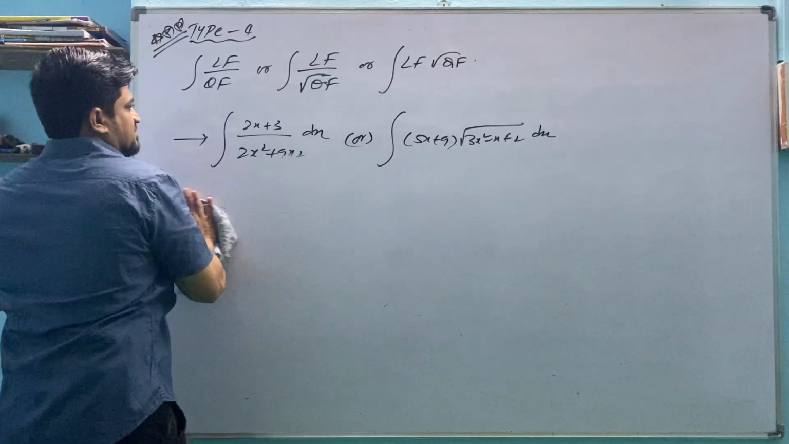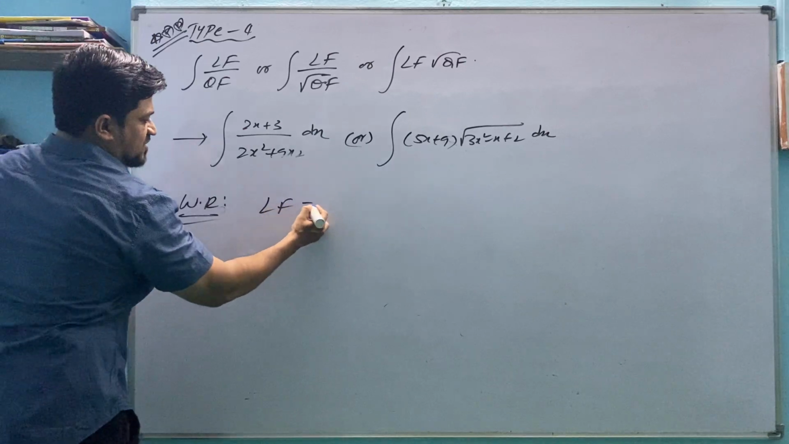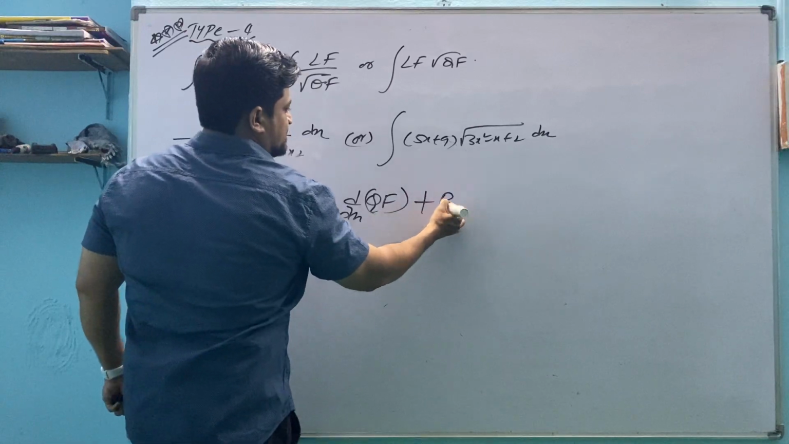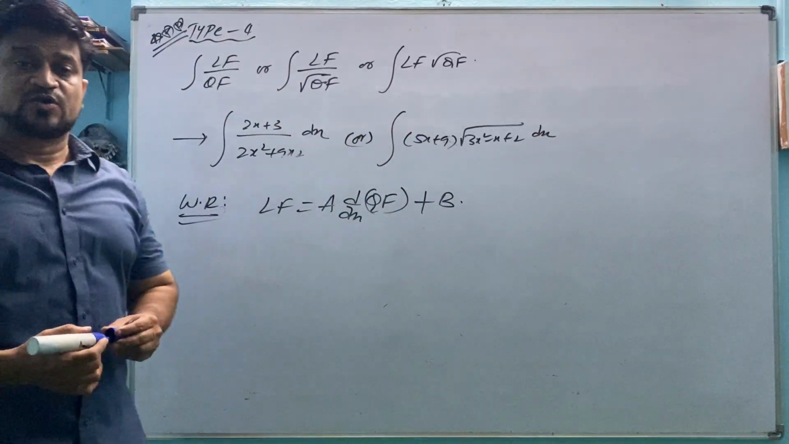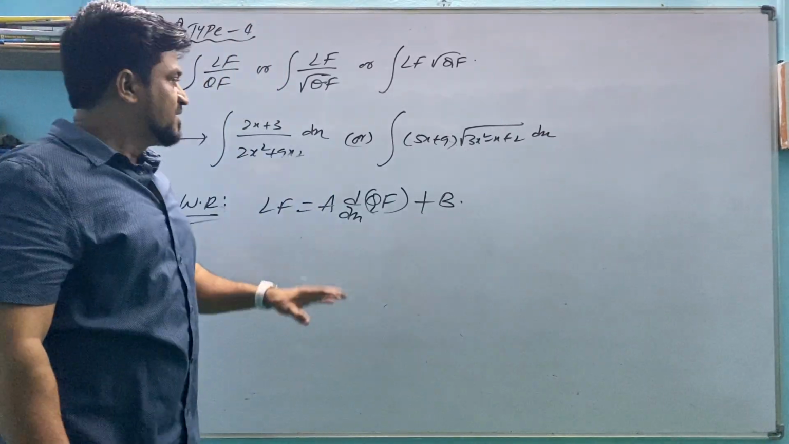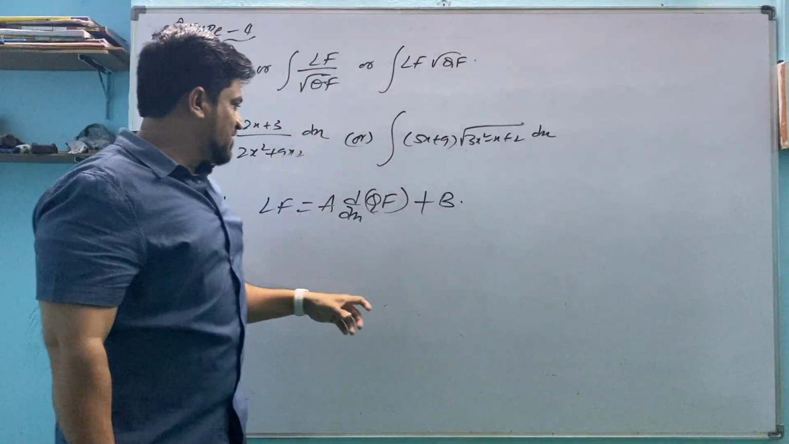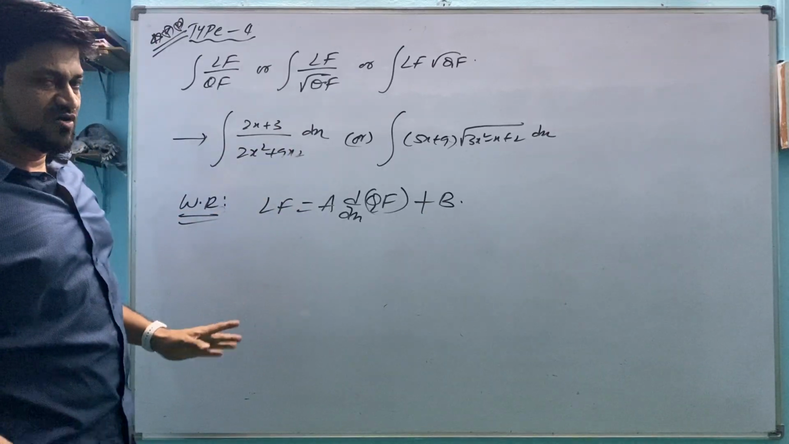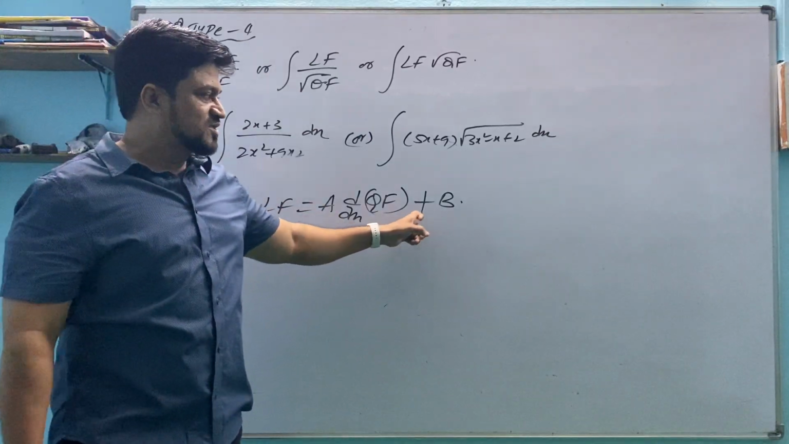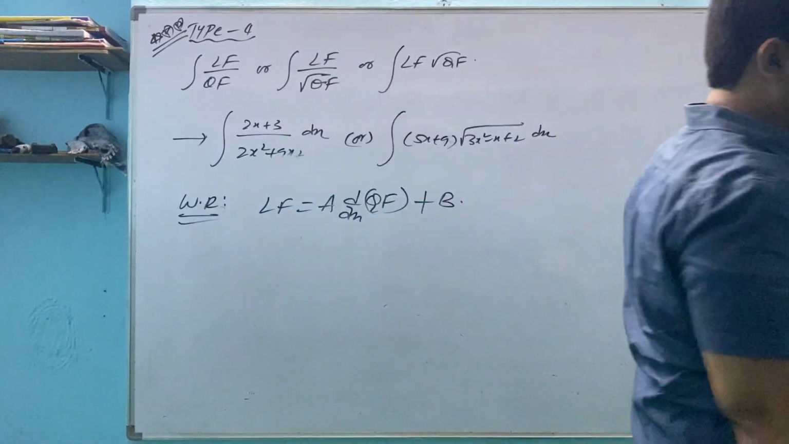And for type 4, the working rule will be: linear function equals a into d by dx of quadratic function plus b. That is different. In the second and third types, the numerator equals a into d by dx of denominator plus b into denominator. In this type, if you find an integral with a linear function and quadratic function, linear function root quadratic function, or linear function by quadratic function, if anything of that kind you find, then the working rule will be linear function equals a into d by dx of quadratic function plus b. Quite a lengthy problem. You have to watch this video carefully in order to get this one.